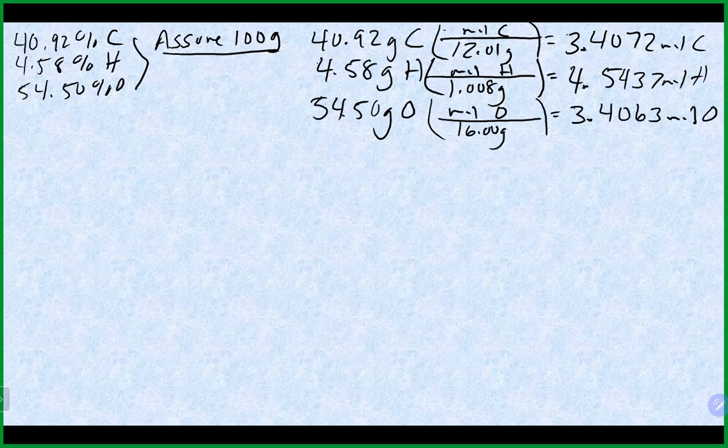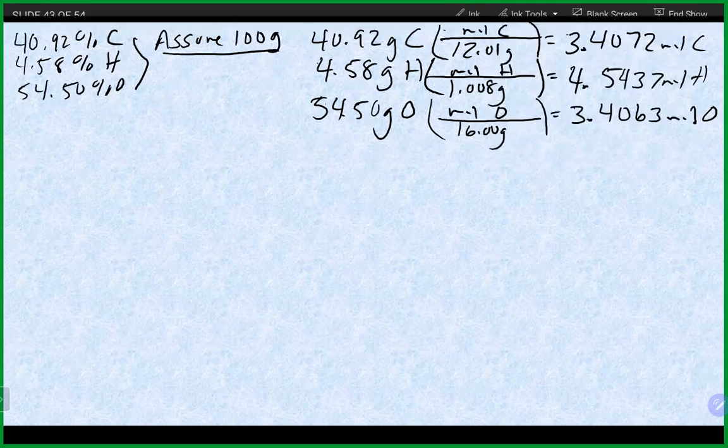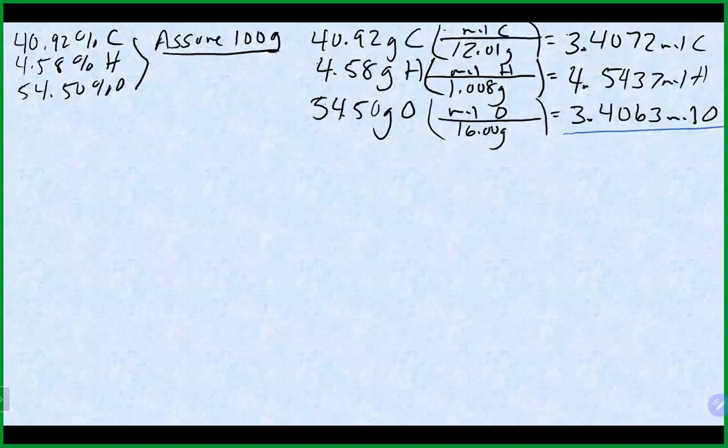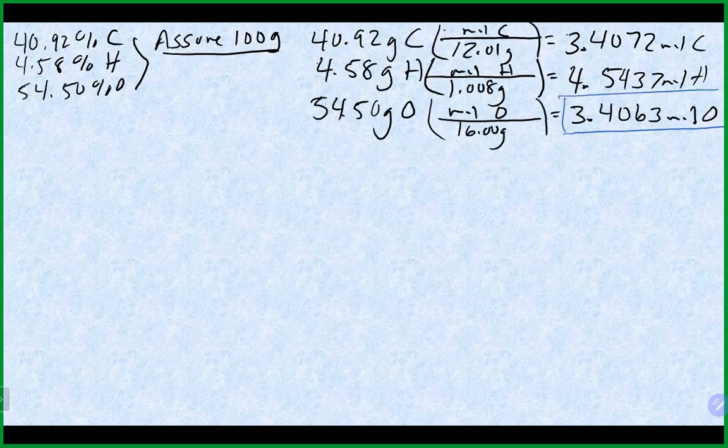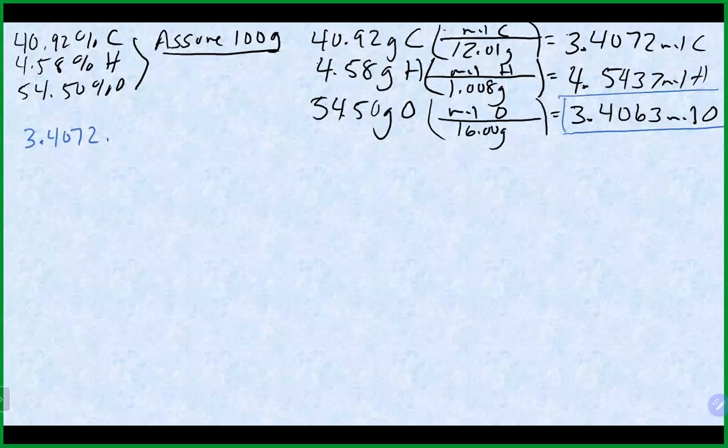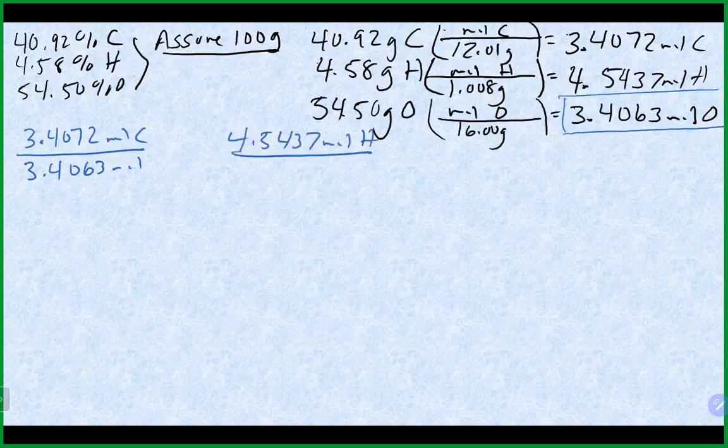We're going to divide everybody by the smallest number of moles, and in this case, it's pretty close, but it looks like oxygen here is the smallest number of moles. So what that means is we're going to take the 3.4072 moles of carbon and divide it by 3.4063 moles. We're going to take the 4.5437 moles of hydrogen and divide it by the same smallest number of moles. And we're going to take the 3.4063 moles of oxygen and divide it by the same number there.